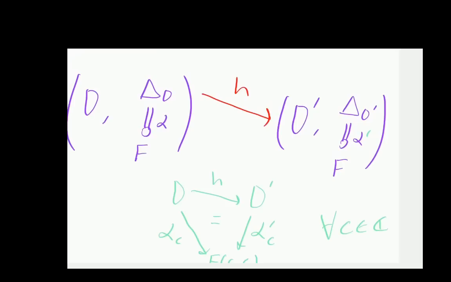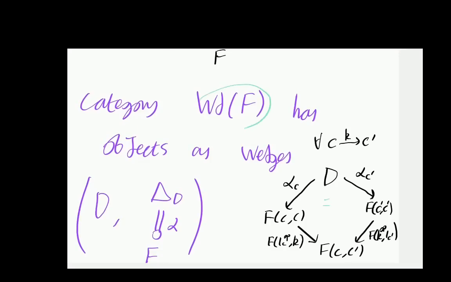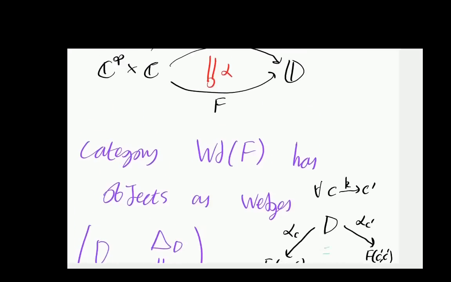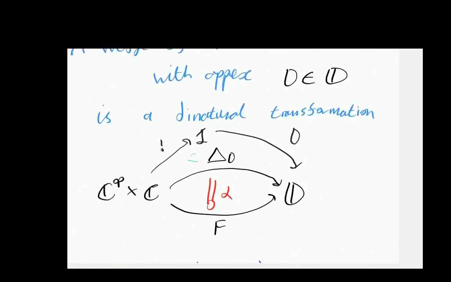Just to cut to the chase, we're going to define an end. An end is defined just to be a terminal object of this category of wedges. And it's just the same idea as how we can define a limit to be a terminal object in the category of cones. So let's just remember how that works to motivate this stuff a bit more.